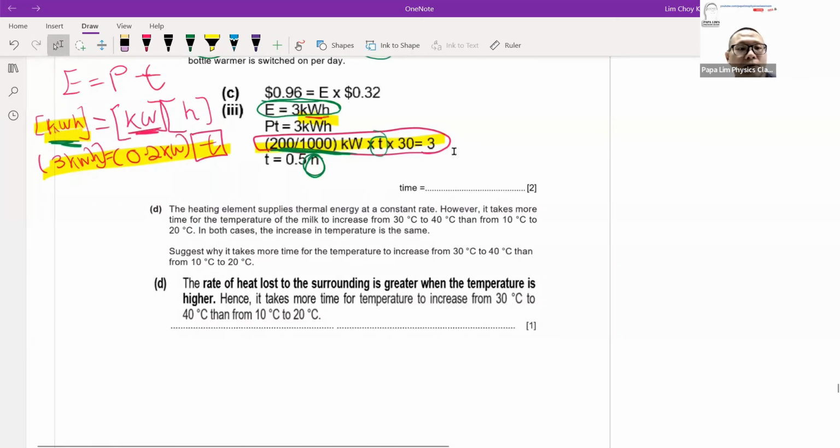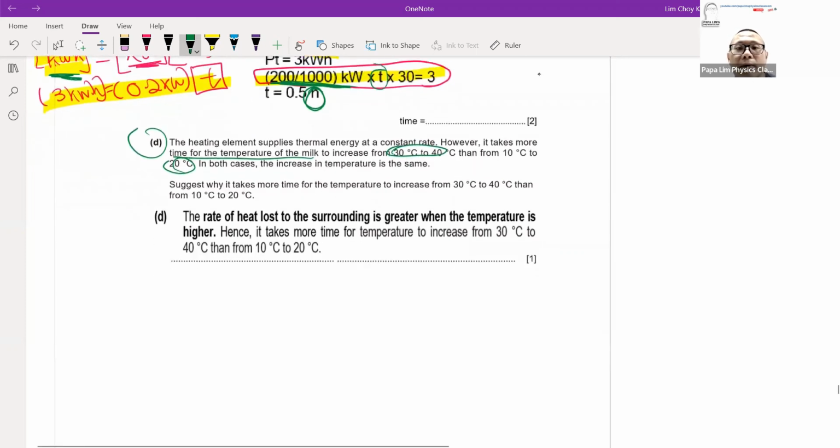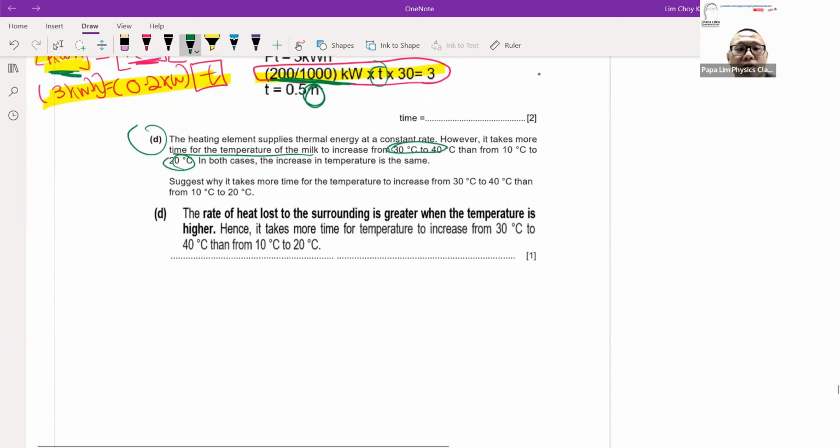The last segment for this question, part D, is where they will explain why the increase is much faster. Why does it take more time for the milk to increase from 30 to 40 degrees compared to 10 degrees to 20 degrees Celsius? Here, take note: when we talk about temperature change, one of the important things we need to take note of is the direction of change.